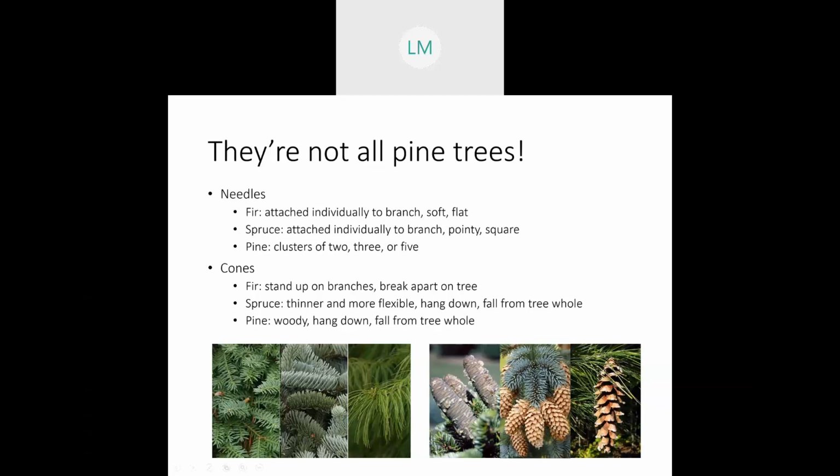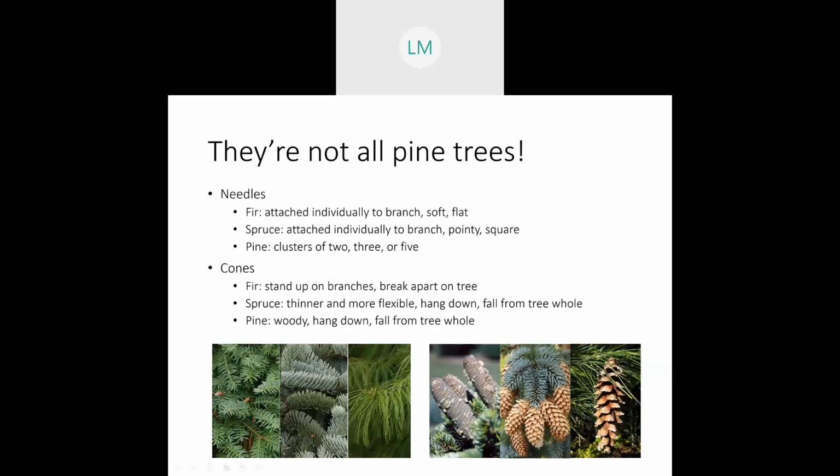And these needles are square. So each of these needles are square. They've got edges to them, so you can easily roll them back and forth in between your fingers. And then our pine trees, these needles are not individually attached to the branch. They generally come in clusters of 2, 3, or 5. Depending on how many are in the cluster, they can vary by the species. But you're going to see that clustering of needles on that branch.